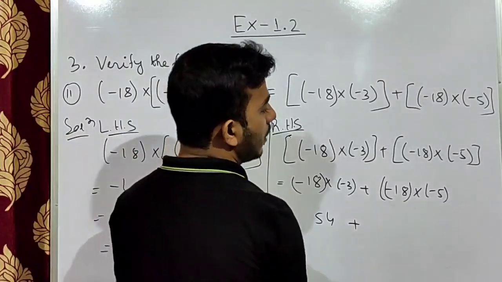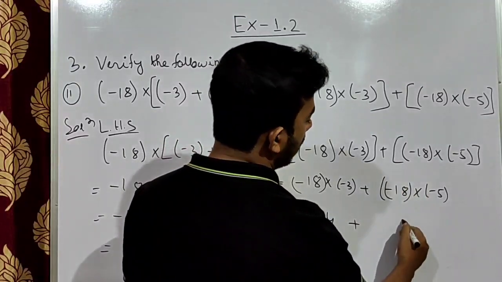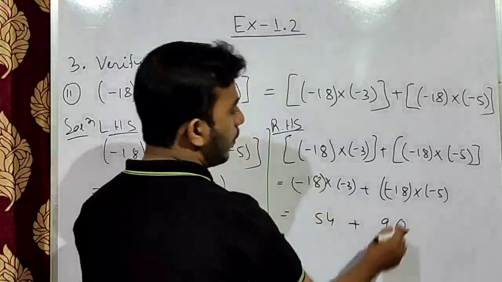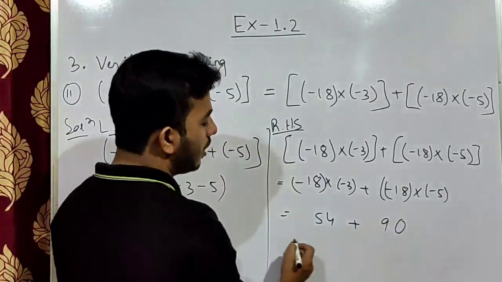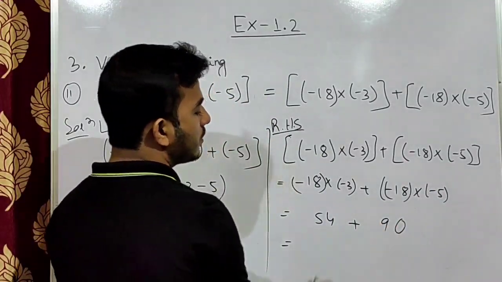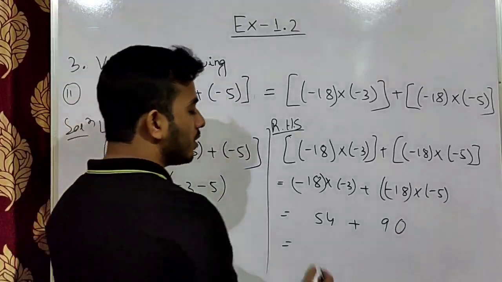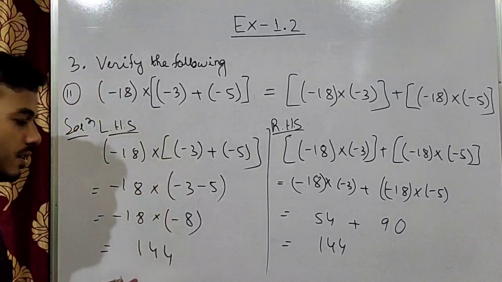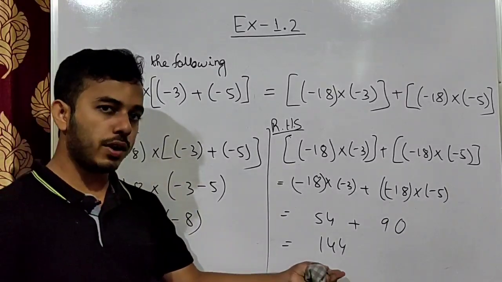Then 18 into 5, 8 into 5 is 44. Then 5 into 1 is 5, then 9, 90. And both are negative, so it will also be a positive 1. Now 90 plus 54. 90 plus 54 is how much? 144. So look, here LHS is also 144 and RHS is also 144.